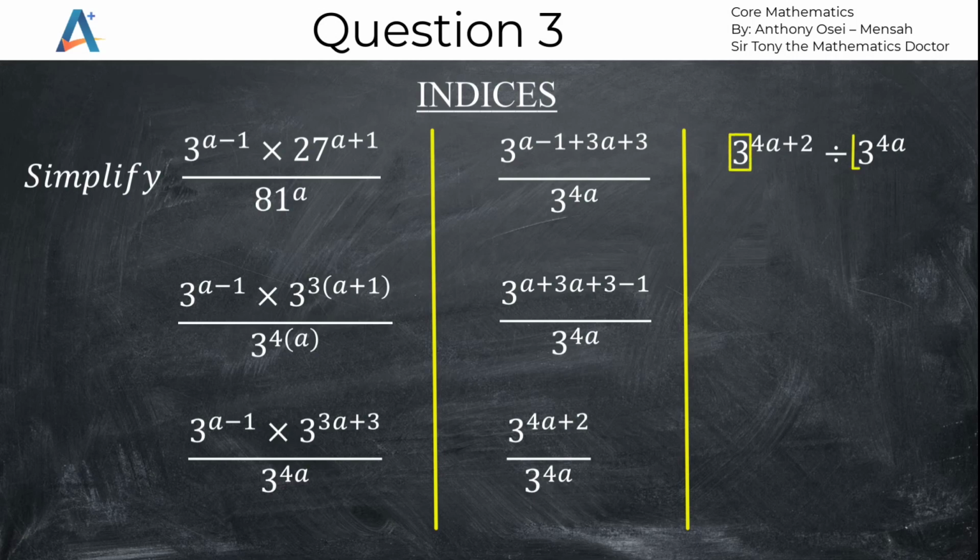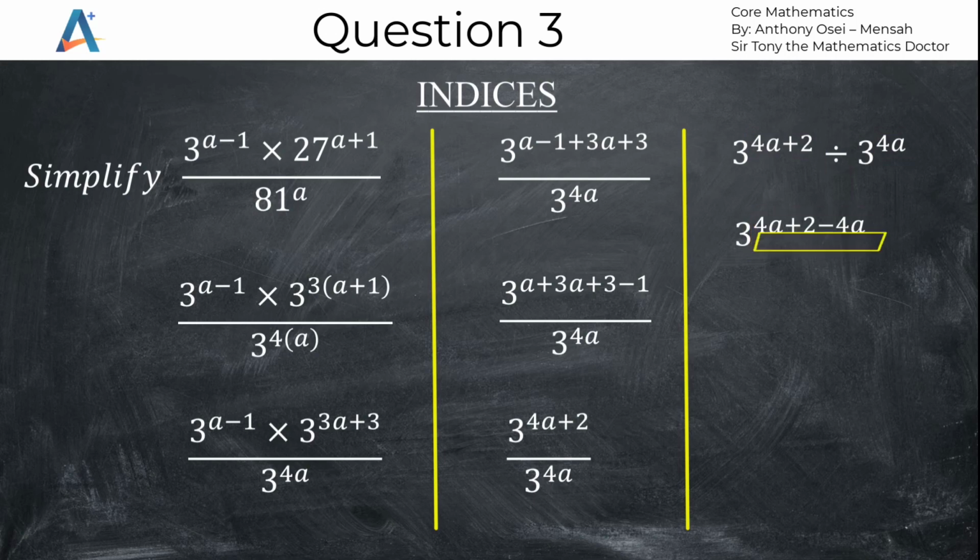So base 3, I repeat 1, then I subtract the powers. The powers are 4a plus 2. Then minus, subtraction because of the division sign, 4a, and that is a law. It says that when the bases are the same and then you have a division sign, just repeat one base, take the 2 powers and subtract them because of the division sign. So as you can see, I've subtracted the 2 powers.